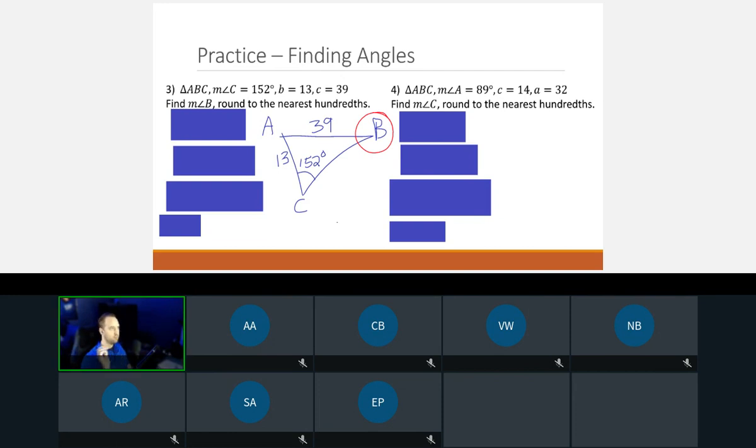Now, even if I did give you a problem that happened to have an angle that had 90 degrees, the law of sines would still work. Just so you know.